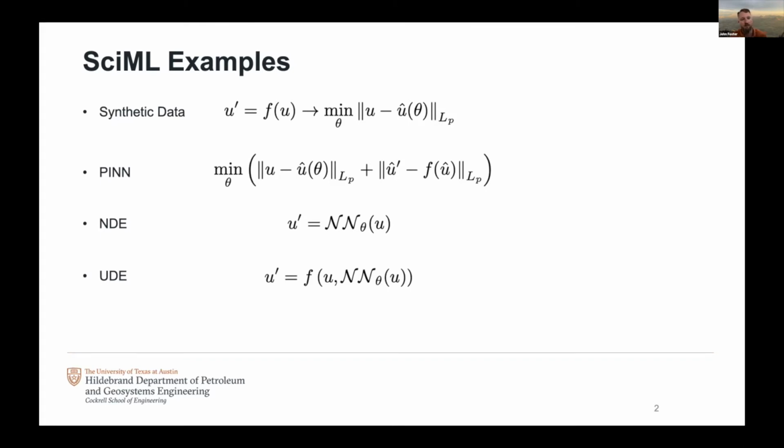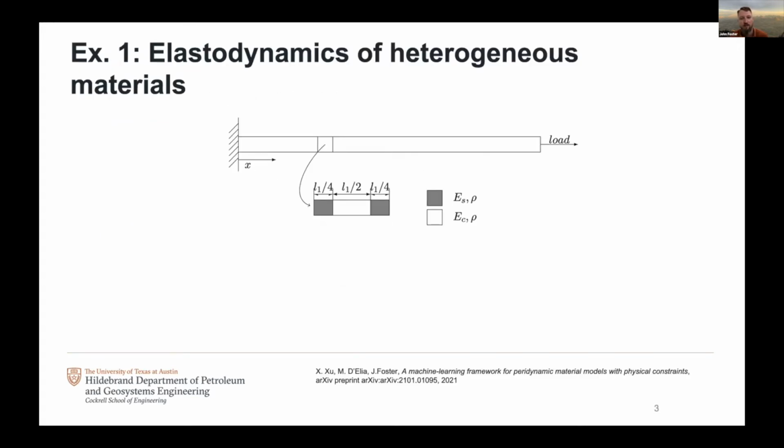So these are just kind of high-level examples, and I'll break right into a few real examples that we worked on over the past year in my group that have some application to petroleum engineering. These are quite academic examples, but you have to crawl before you can walk.